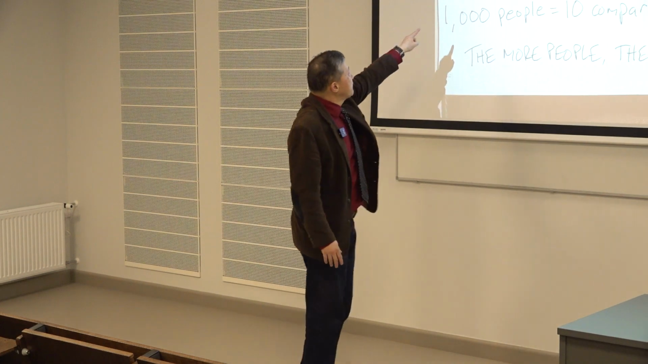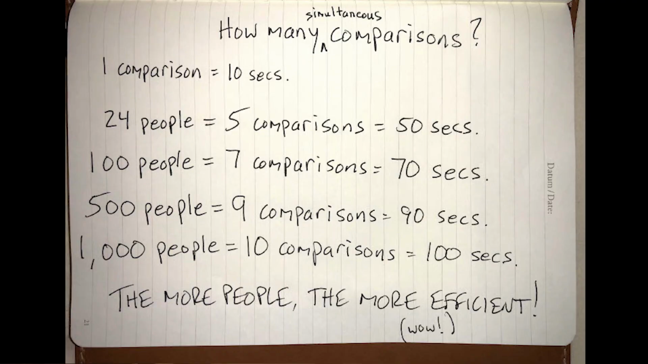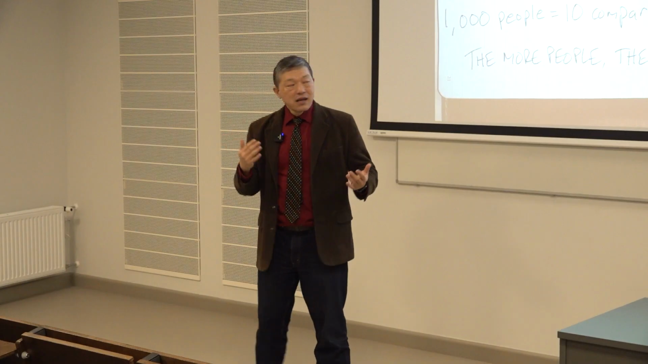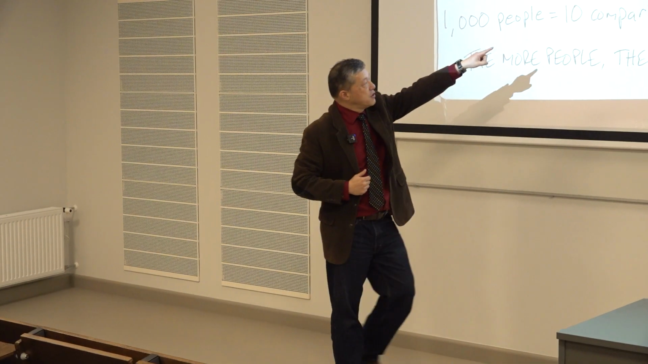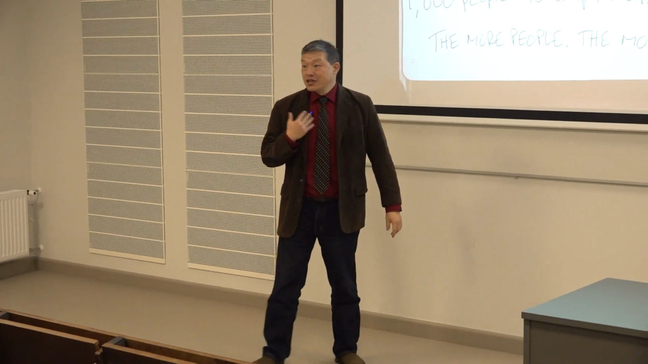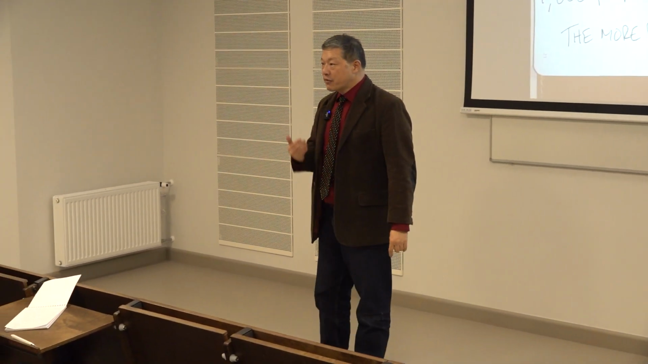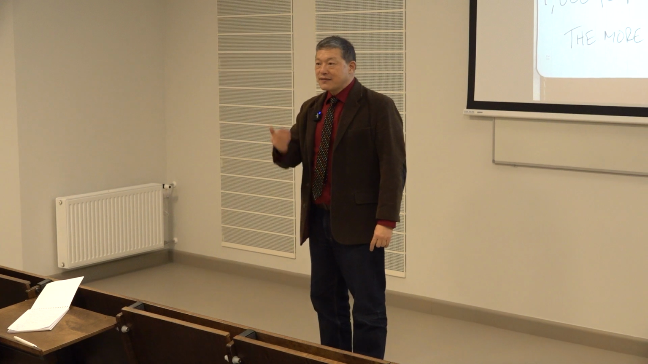Because look what happens. If we go from 100 people to 200 people, that's just one extra comparison. If we double the number of people in the room from 100 to 200, you're only adding 10 seconds to the entire calculation, right? With 500 people, if you do the math, it's 90 seconds. I've actually done this in an auditorium with 500 people. And it's very fast, and it's surprisingly accurate.